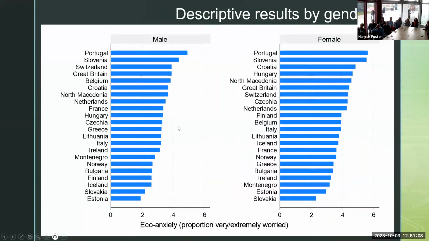And these results show eco-anxiety by gender. So women tend to have higher levels. Again, Portugal seems to be worse in terms of concern. In Iceland, women seem to be more concerned than men, particularly. But yeah, happy to take thoughts on what you think's going on here, if anything.